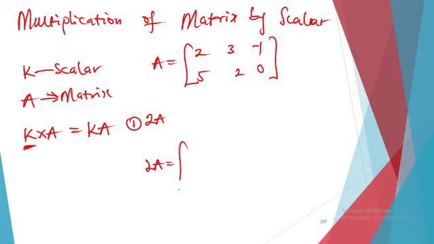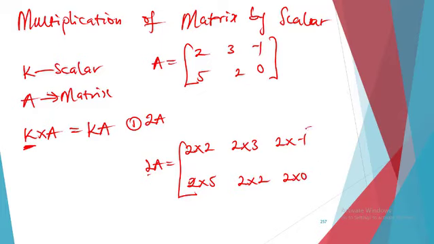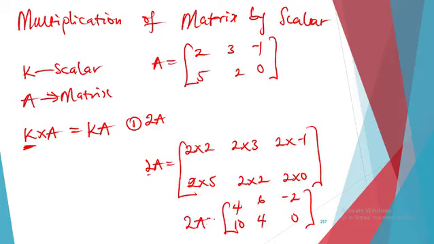2a will then be equal to 2 times 2, 2 times 3, 2 times minus 1, 2 times 5. Remember, this 2 is multiplying everything inside this. We have 2 times 2, and we have 2 times 0. This will give us 2 times 2 is 4, 2 times 5 is 10, 2 times 3 is 6, 2 times 2 is 4, 2 times minus 1 is minus 2, 2 times 0 is 0. So that is now our 2a.